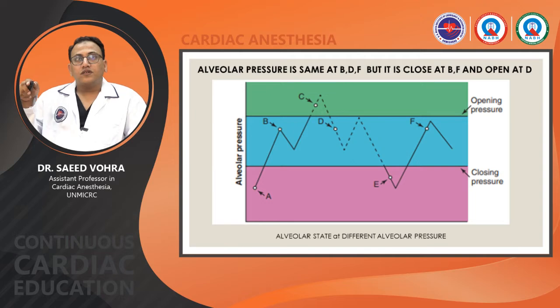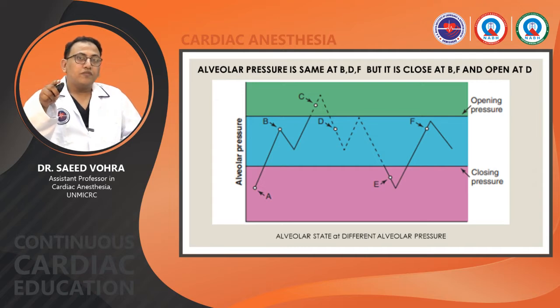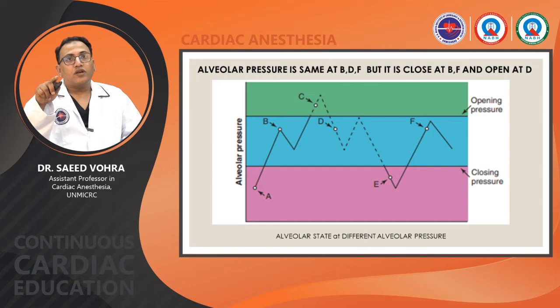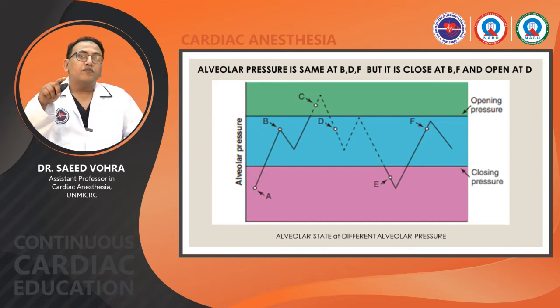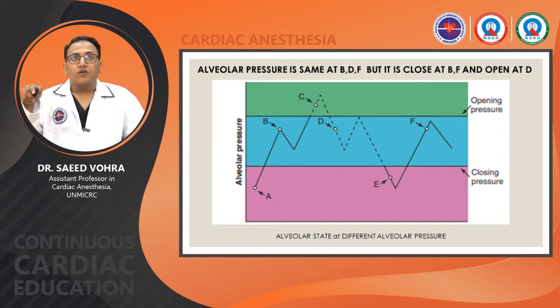Now, this figure shows the state of the alveoli at different alveolar pressures. You can see at B, D, and F, the alveolar pressure is the same, but the alveoli is open at D and it is closed at B and F state. This shows the importance of the opening and the closing pressure.